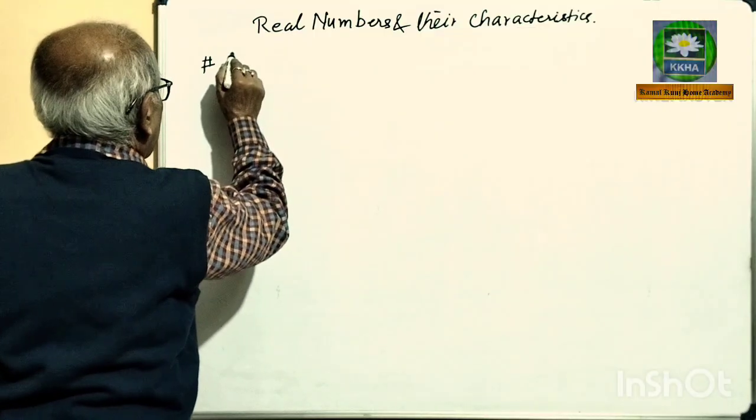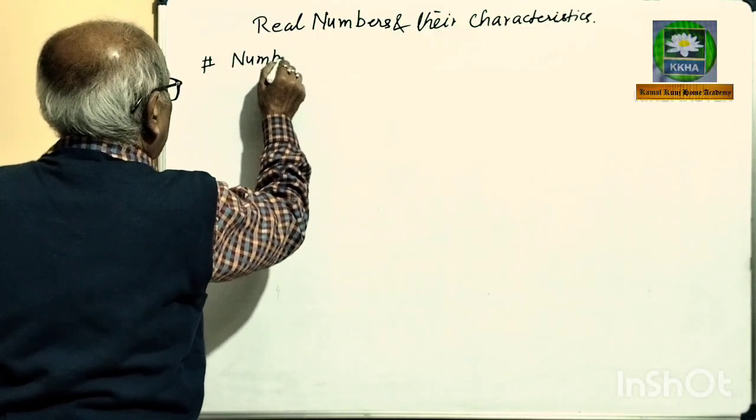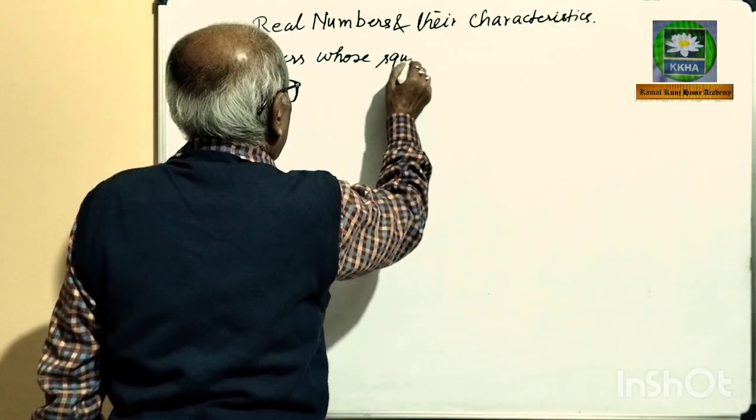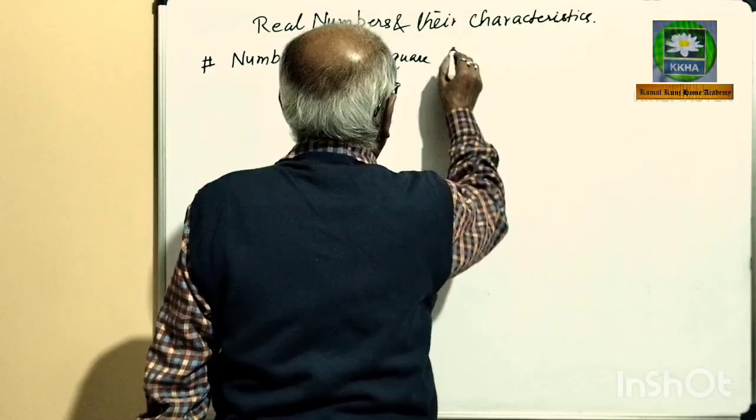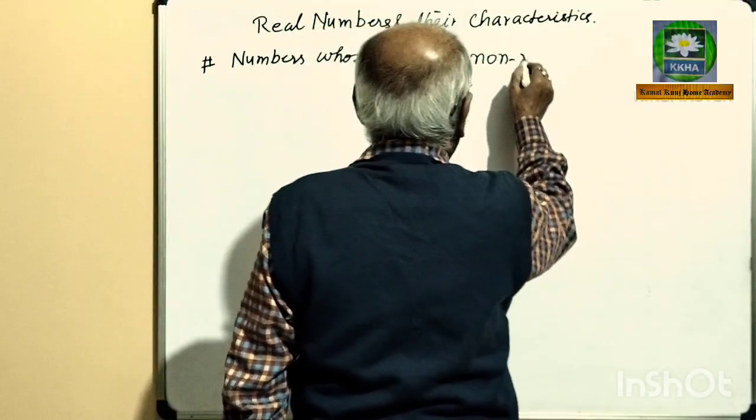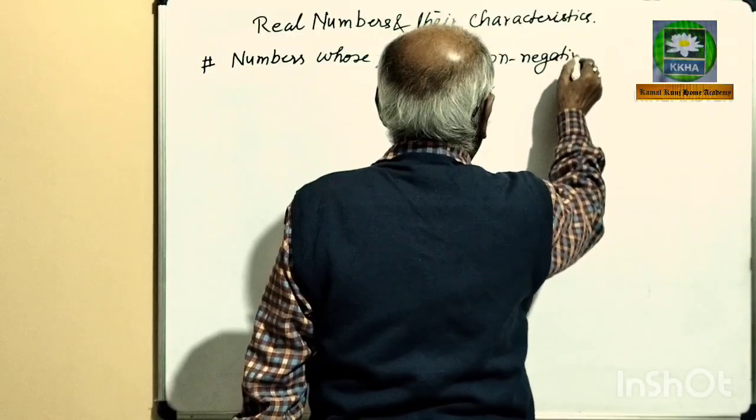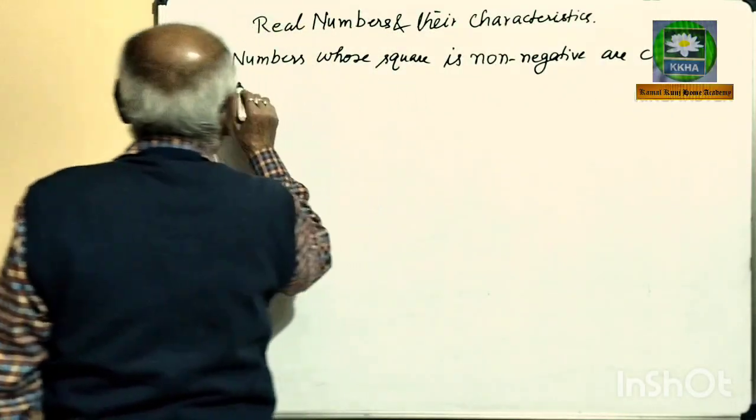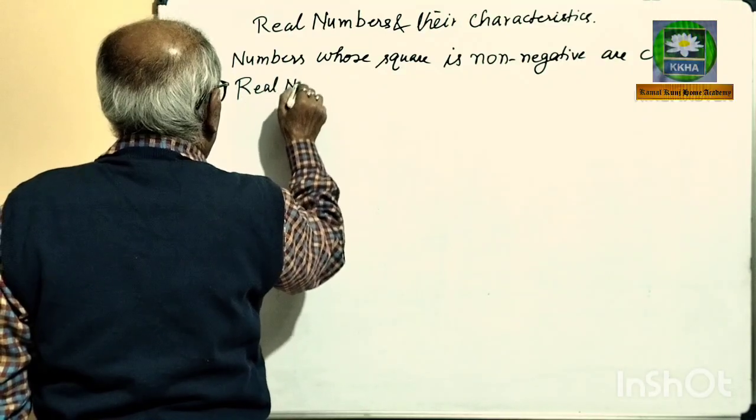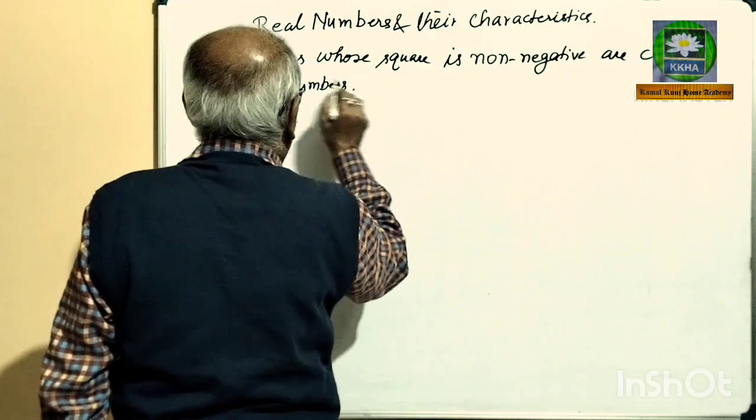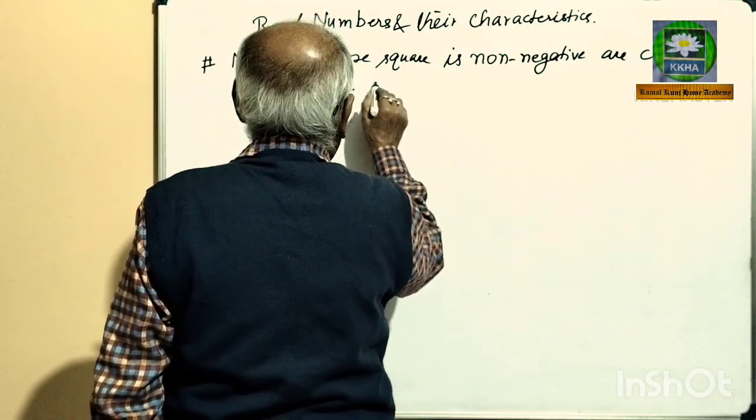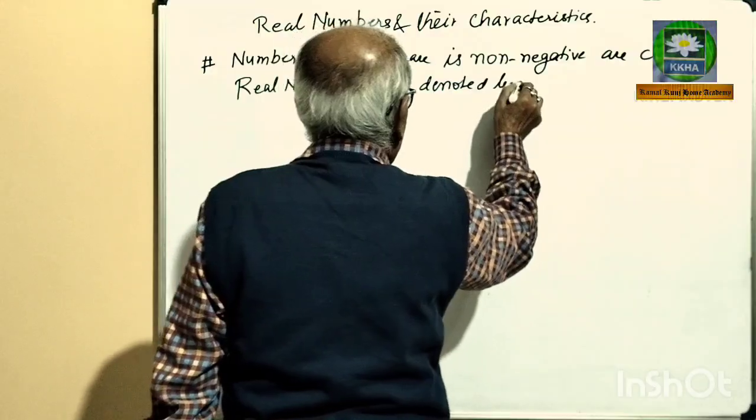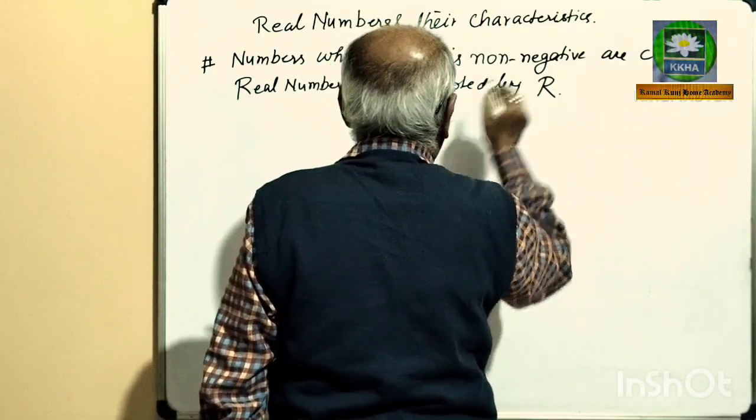What are real numbers? Numbers whose square is non-negative are called real numbers, denoted by R, capital letter R.